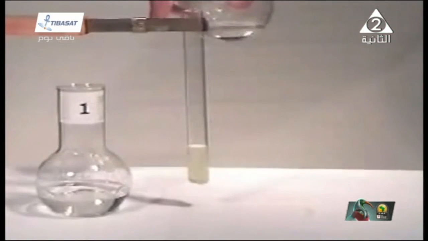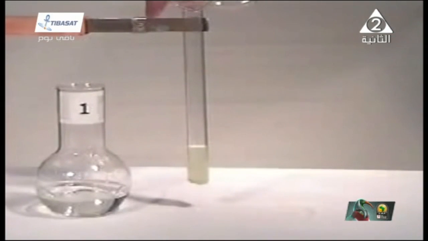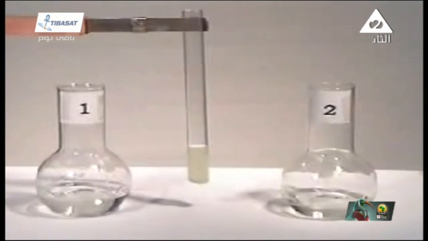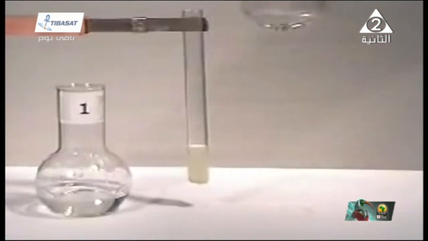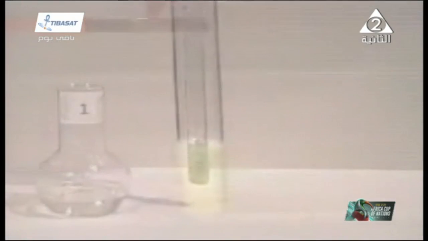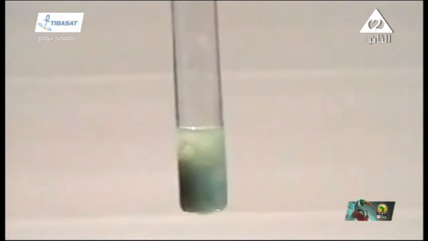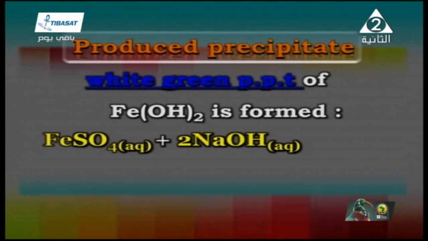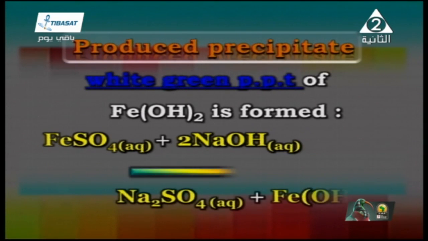As shown on the screen, we bring iron 2 chloride or iron 2 sulfate, any iron 2 salt, and we add sodium hydroxide on it. Here, my dear student, if you look at the screen, you will see the formation of iron 2 hydroxide, which is white green precipitate. So the equation proceeds on the screen. Iron 2 sulfate solution plus sodium hydroxide solution gives sodium sulfate and iron 2 hydroxide, which is white green precipitate.